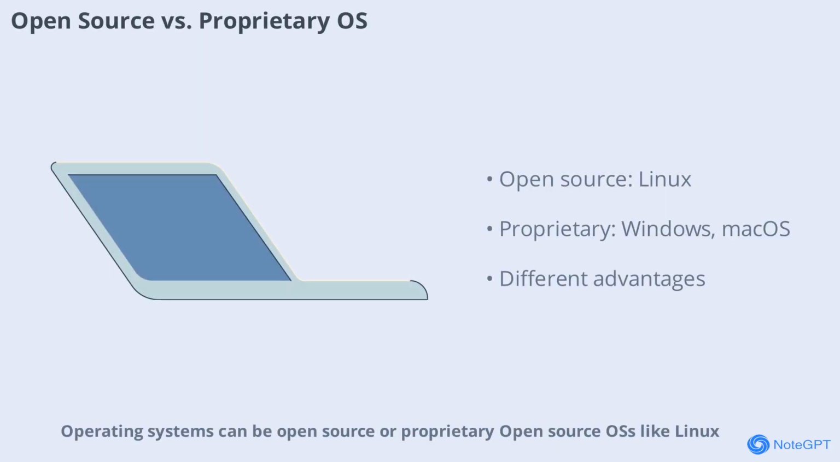Operating systems can be open source or proprietary. Open source OSs like Linux allow anyone to view and modify the code, fostering innovation and collaboration. Proprietary OSs such as Windows and macOS are developed and controlled by companies, offering polished experiences and dedicated support. Both models have their advantages depending on your needs and preferences.